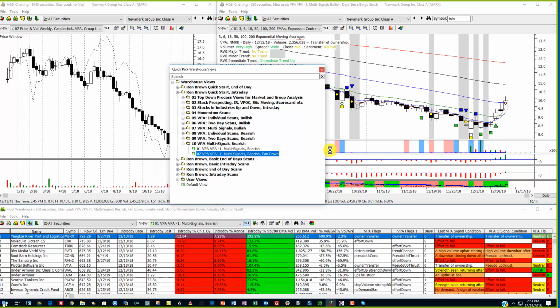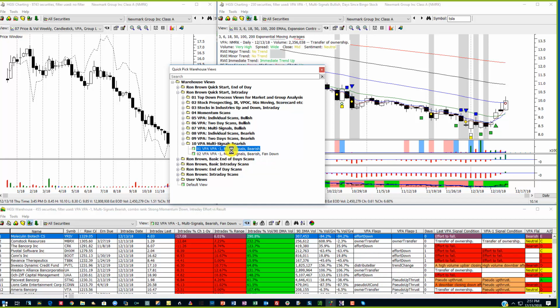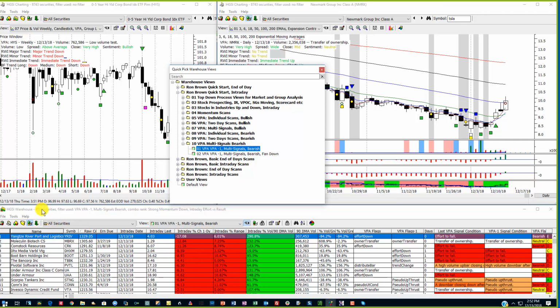Number 2 here. Well, these are bearish. I'm not going to go through these, but these are bearish signals with a fan down. That cuts this in half from this. This is 455. There's 455 in here if you look up here at this number.